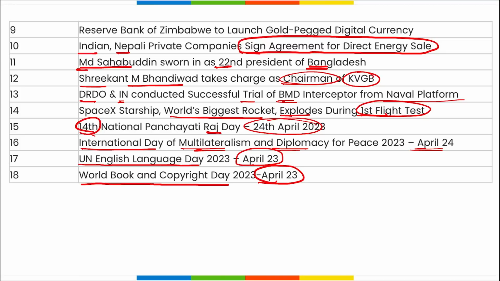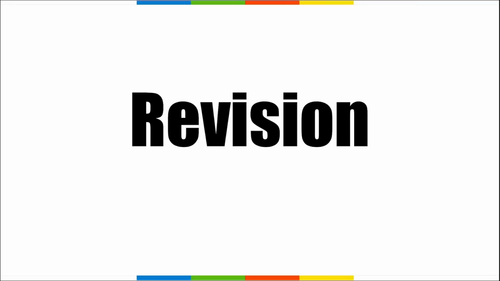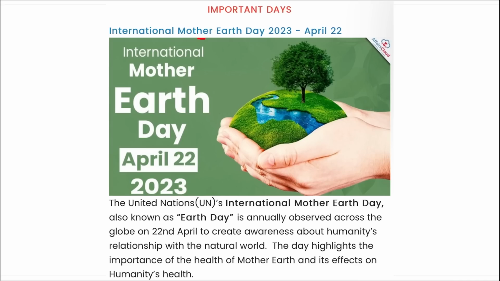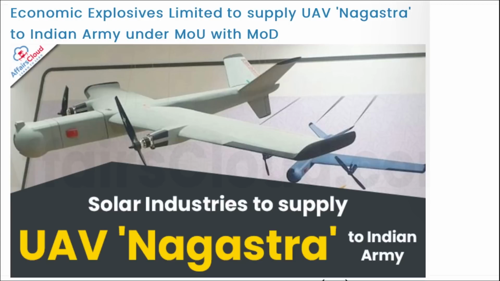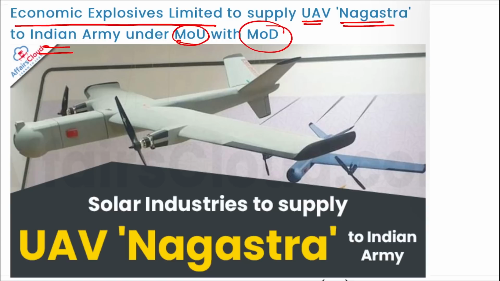So these are your important current affairs for the day. Now let's go for a quick revision. International Mother Earth Day is observed on 22nd April. This day is also known as Earth Day. Then Economic Explosives Limited will be supplying the unmanned aerial vehicle Nagastra to the Indian Army under an MOU signed with the Ministry of Defence. So this is a UAV, unmanned aerial vehicle, and the name is Nagastra.